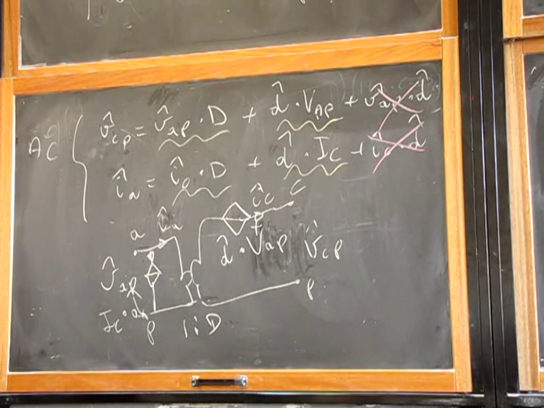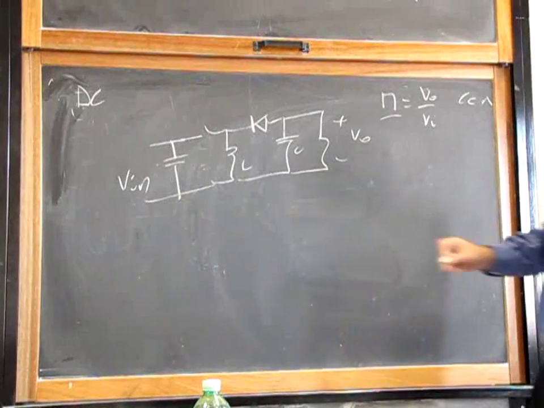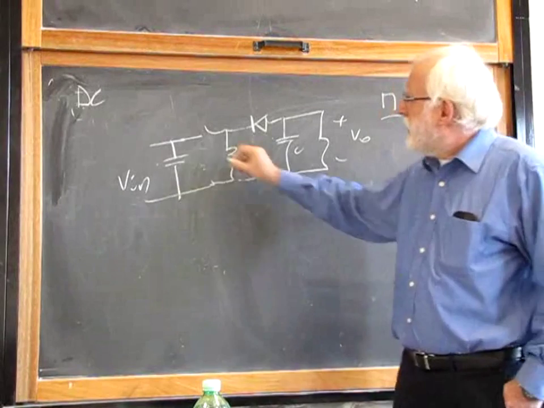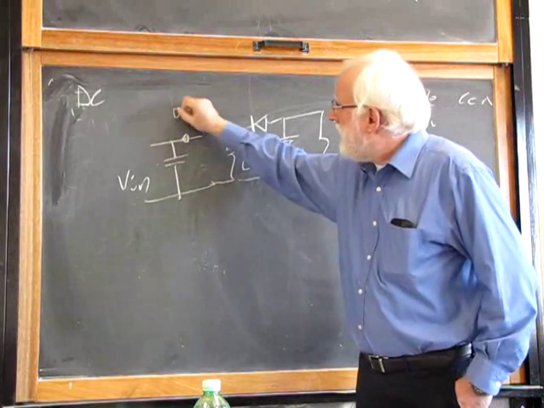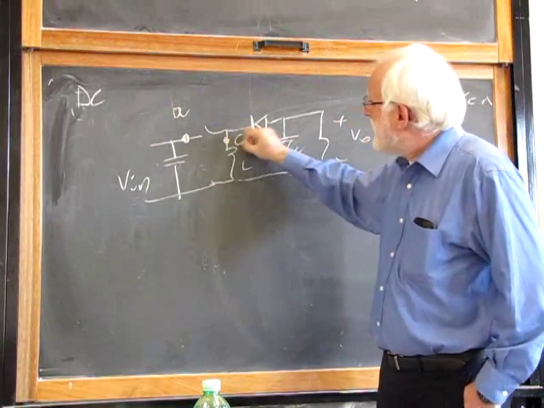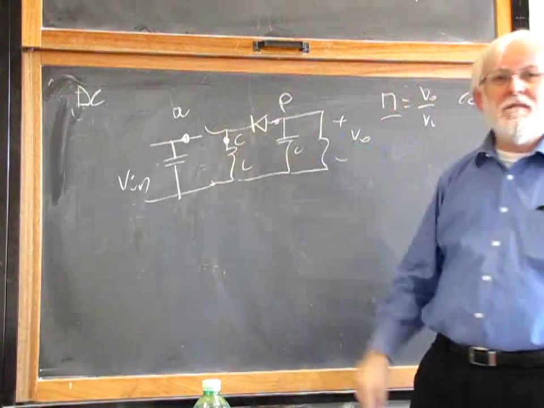It could be derived for DCM, it requires some extra steps. I don't want to do it over here. We will derive the transfer function of DCM converters in a different way. I want to find out this M DC only, because AC requires a lot of algebra in a buck-boost converter. So here there is the A pin, this is the C, and this is the P pin.